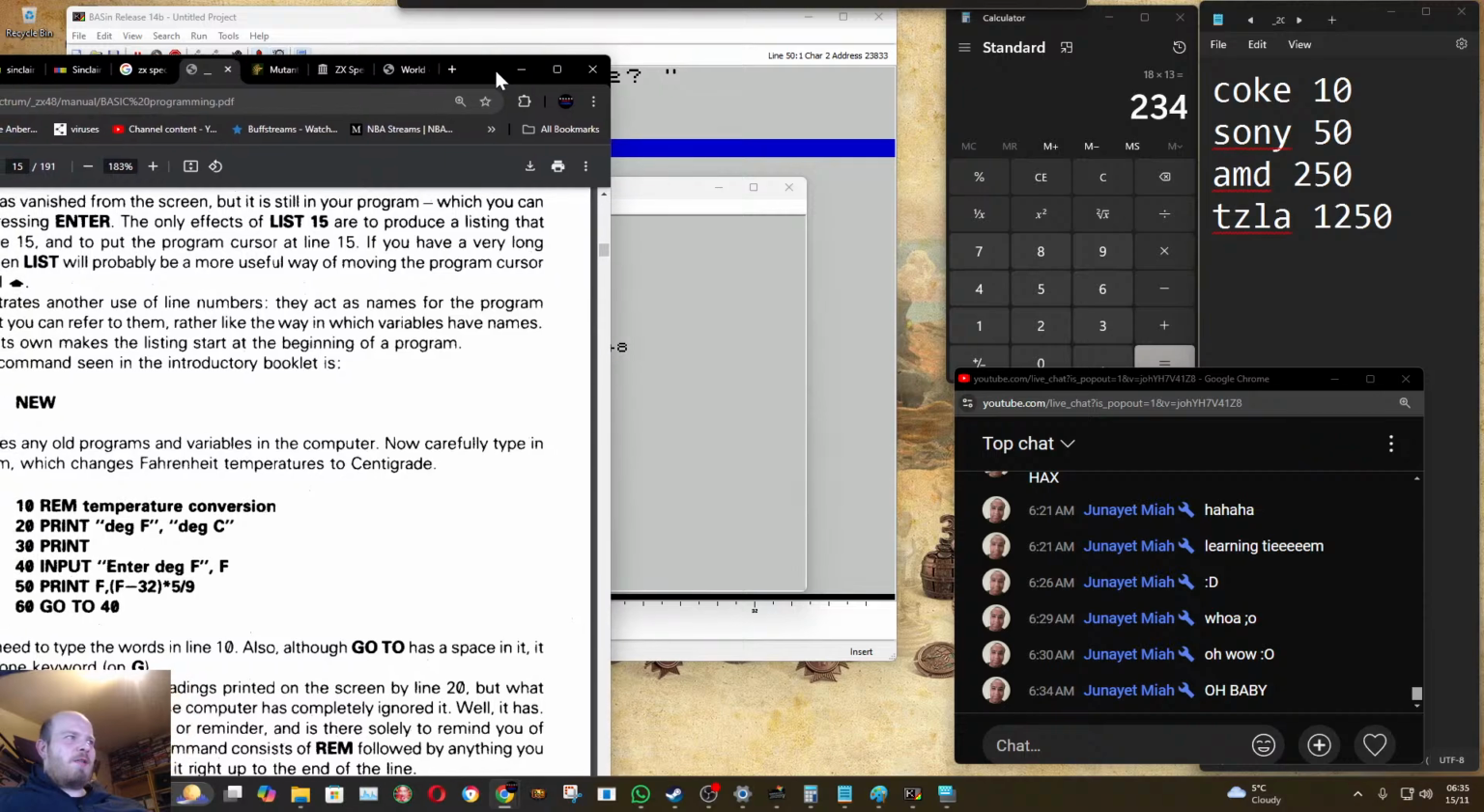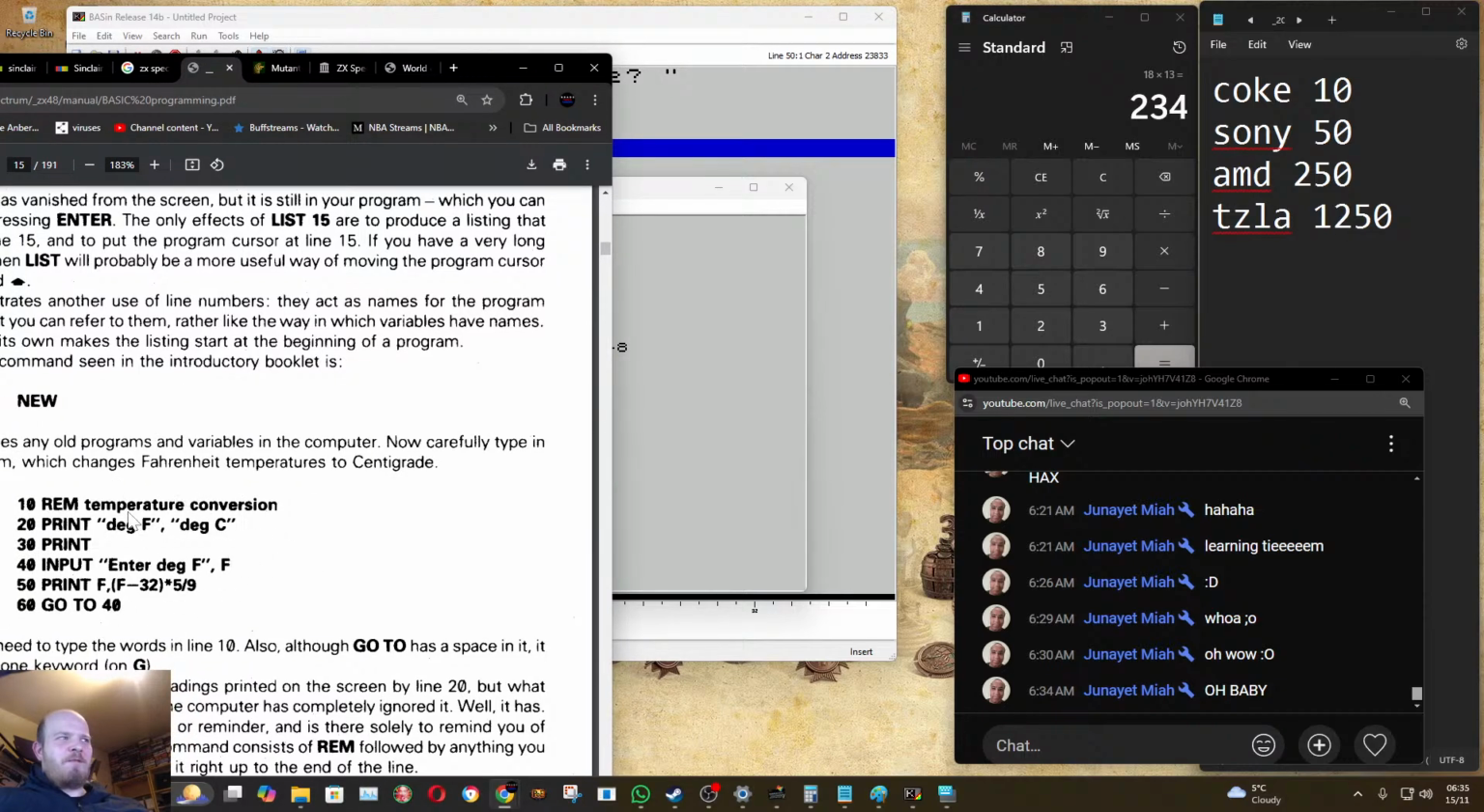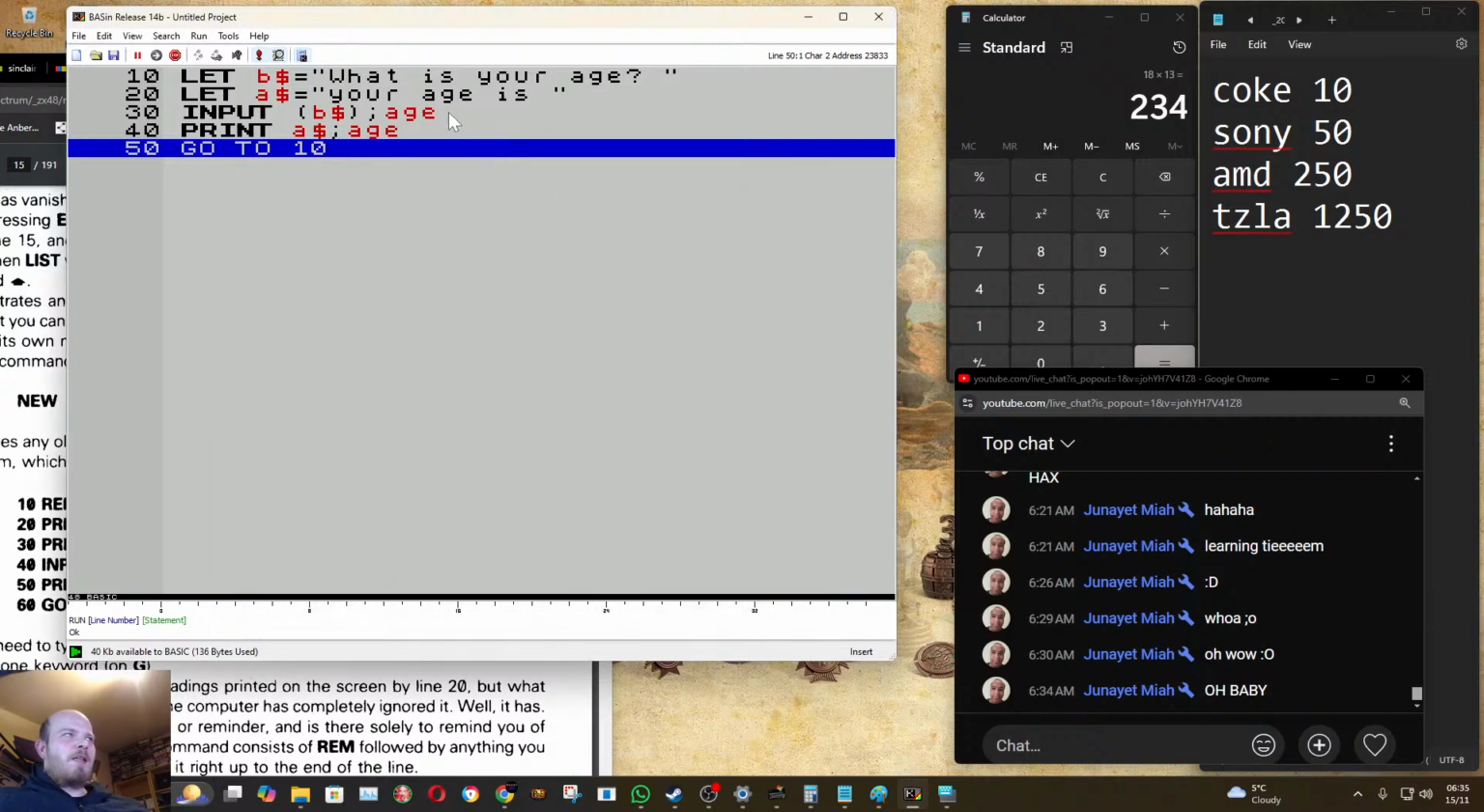Let's write this one out. Temperature conversion from Celsius to Fahrenheit. You'll love this.